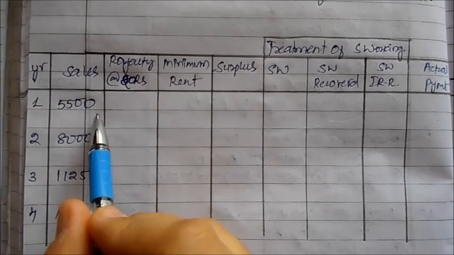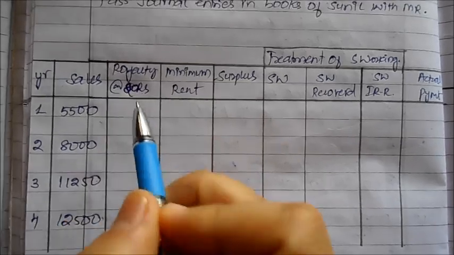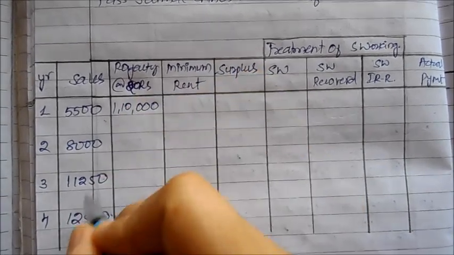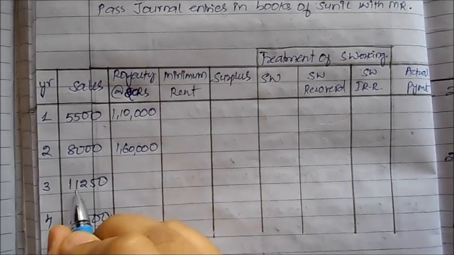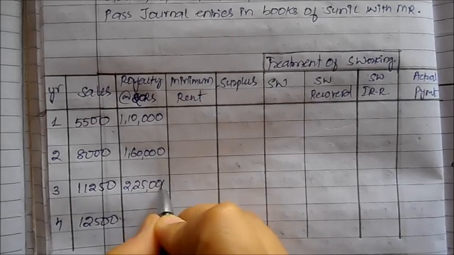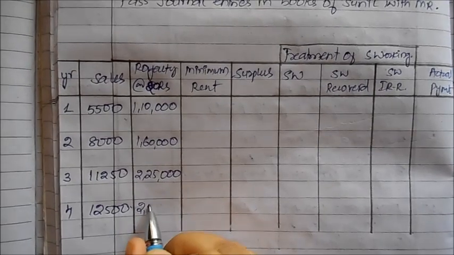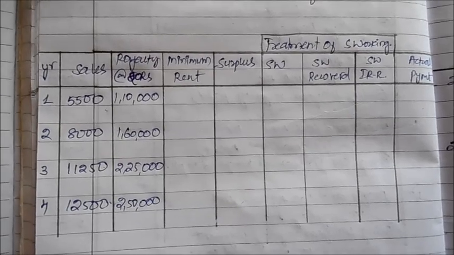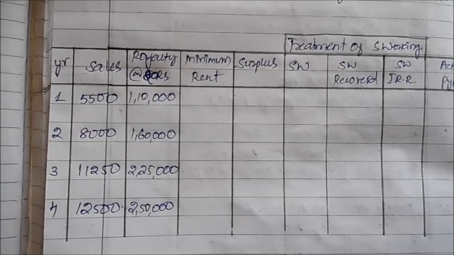It says sales is 5500 and the royalty that you are paying on every single unit is 20 rupees. So 5500 into 20 will give you 1,10,000. When you keep multiplying this with the respective numbers, let's see how much you get. We will get 1,60,000. 11,250 multiplied by 20 will give you 2,25,000. Okay, and 12,500 into 20 rupees will give you 2,50,000. Let me just check this. 12,500 into 20, 2,50,000. Great. So now what we are expected to find out next is your minimum rent.